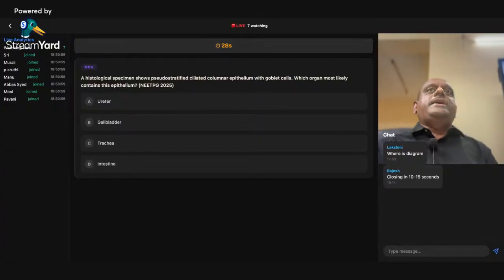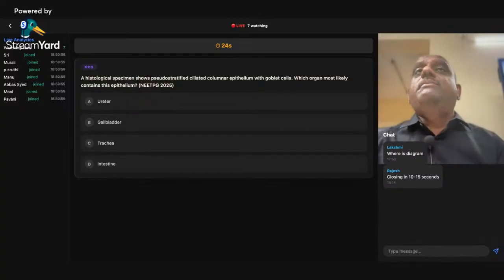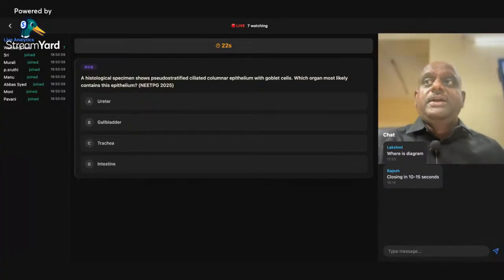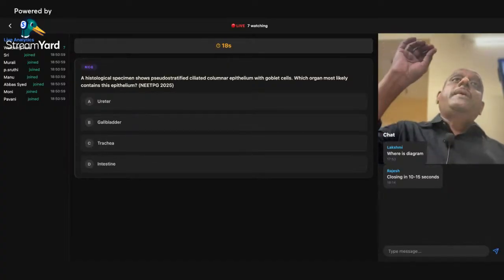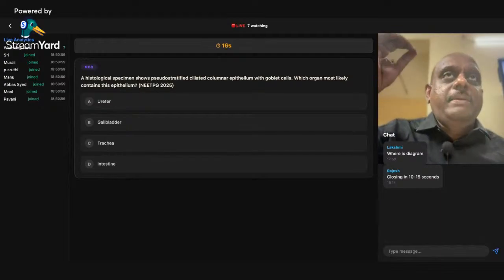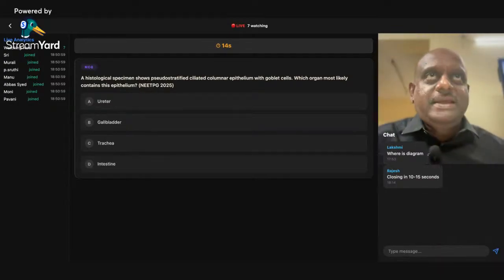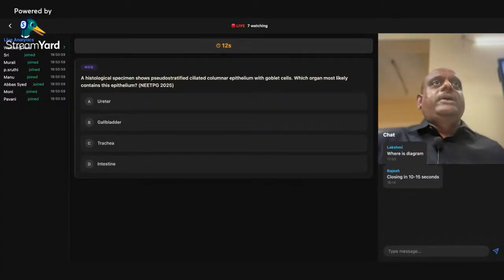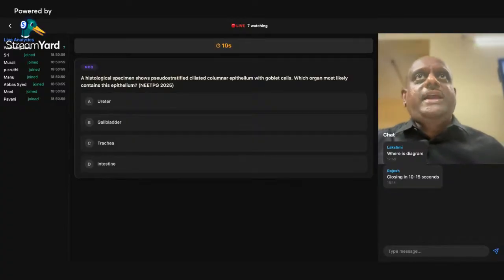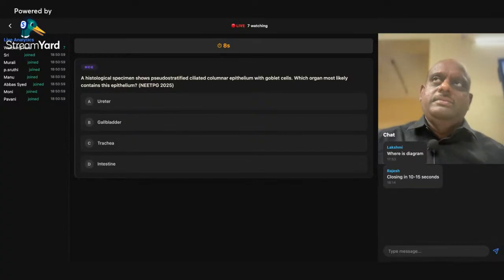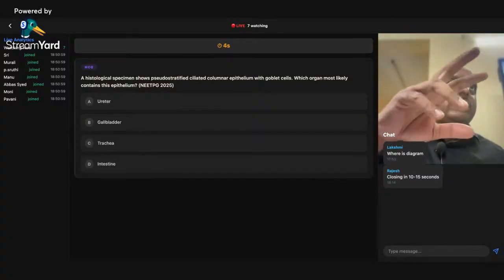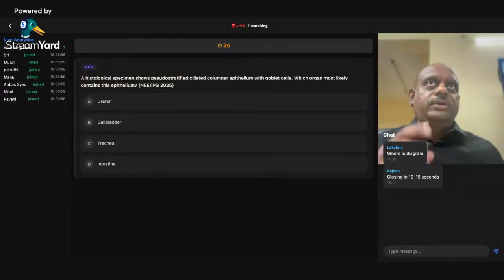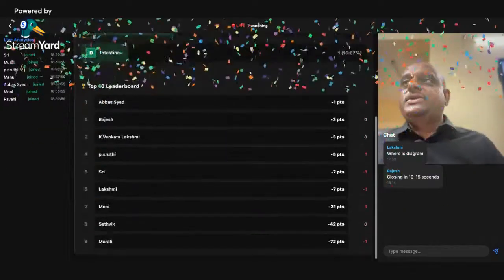Actually, a histological specimen was given. It was showing a pseudo-stratified ciliated columnar epithelium with goblet cells. Which organ has that? So remember, doctor, there are 20 histological images you need to remember for the NEET PG. Right? I will send you all those histology images, the 20 histological images. You're in the WhatsApp group, right? Right. So I'll send you in the WhatsApp. 20 to remember. Okay. What is your answer?